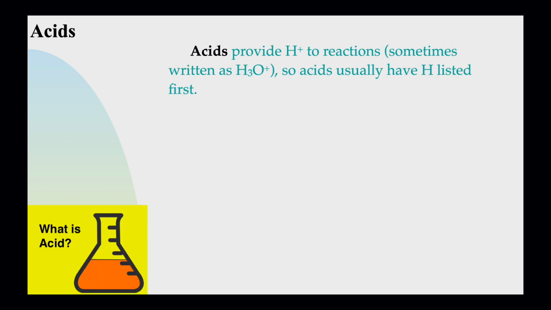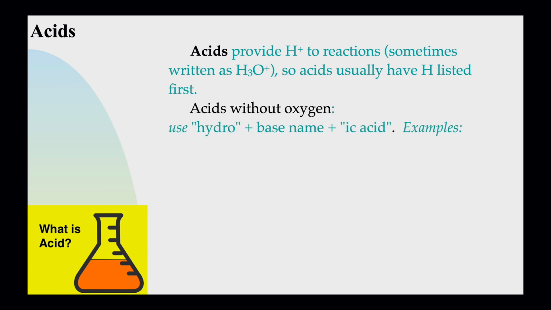Acids provide an H plus to reactions, and that's the energy. And we'll talk more about this in the regular chemistry classes. Sometimes the H plus is listed as H3O plus. That's H plus with the water, but you don't have to worry about that. But the important part is, at least for right now, acids are going to be listed with that acidic hydrogen first. So if you have an acid without an oxygen, they're not too hard to name.